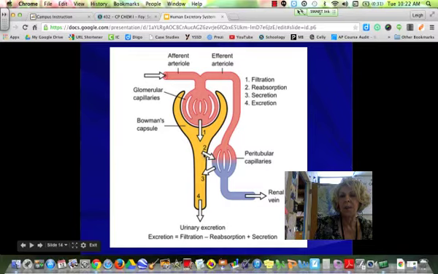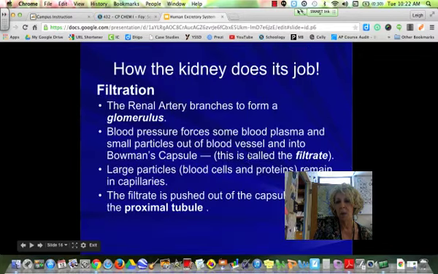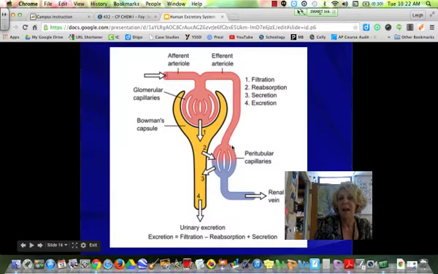Then we have reabsorption. So there are going to be some things, the most important of which is water, that got through our filter here that we don't want to pee out. Anything that stays in this yellow tubule, it's yellow for a reason, is going to be urine. And so there's going to be some things the body is going to reabsorb back into the peritubular capillaries. And that's a good thing, because if we peed out all of the water that we filtered out, we would dehydrate and die very quickly.